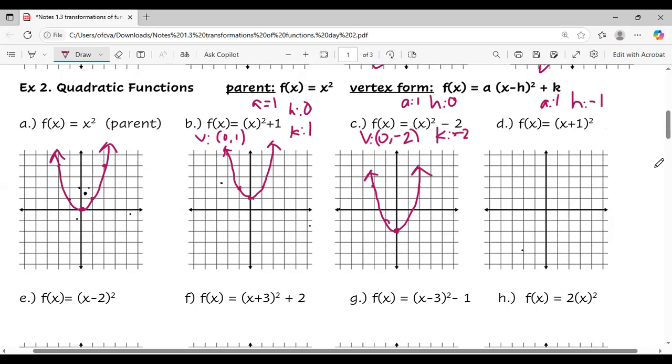You don't have a number out here, so your k is 0. And that gives us a vertex of negative 1, 0. It's always going to be h, k. Just be careful with that h value. So instead of at 0, 0, your new vertex is at negative 1, 0. So on the left, negative 1, 0 makes sense because your h value being negative will shift your graph to the left. And the width is still the same.